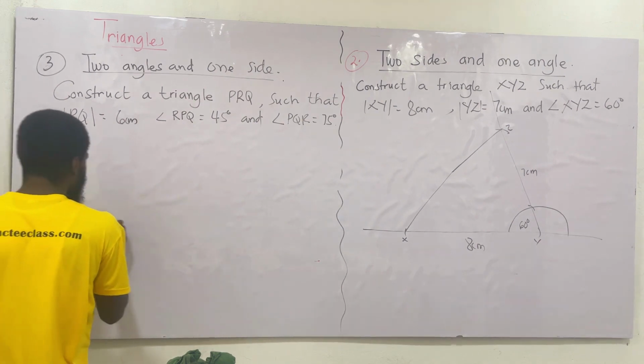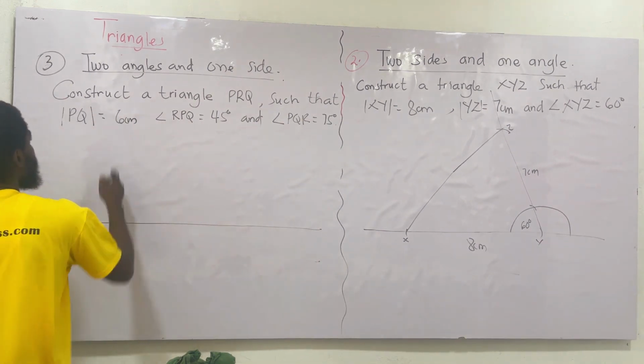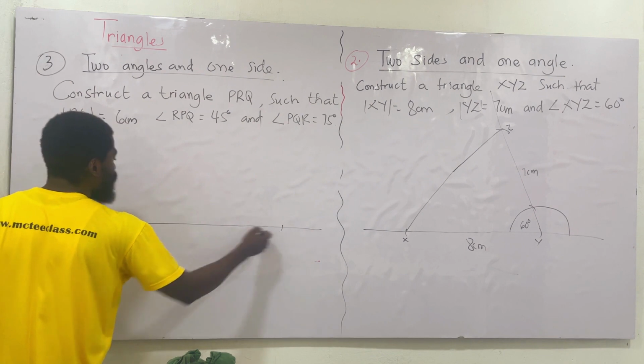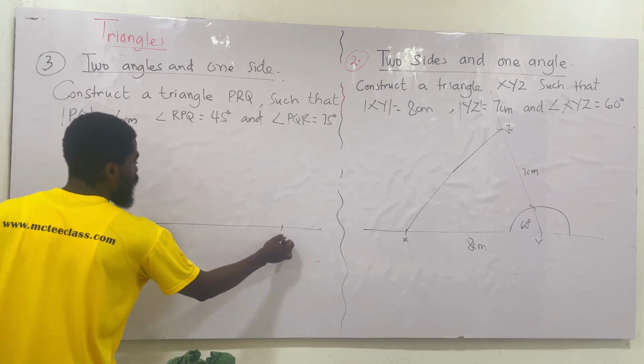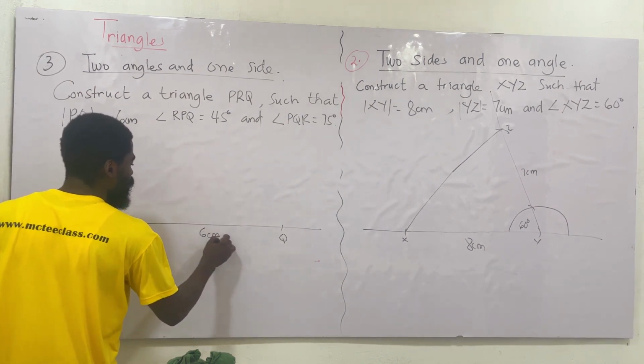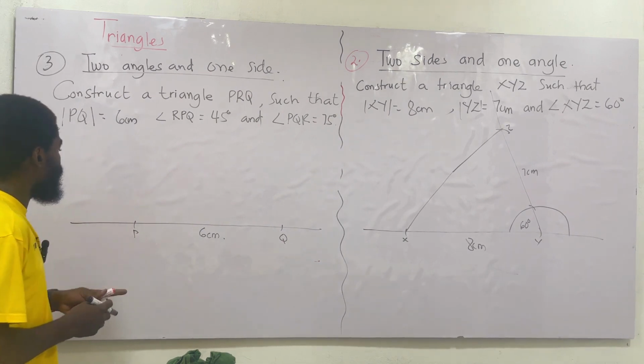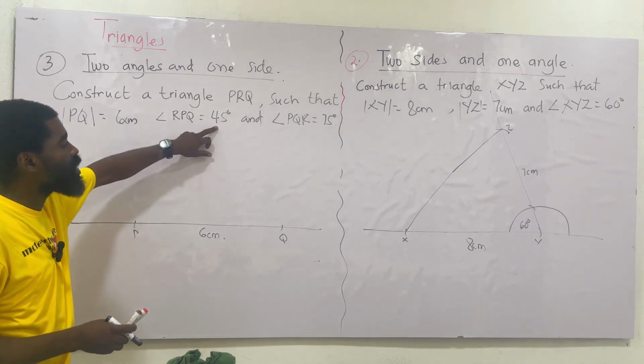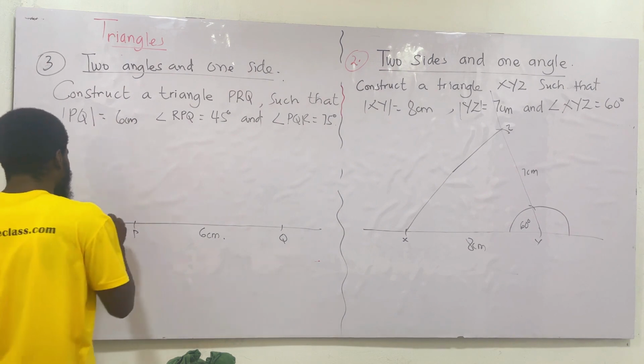So I'll draw my line, a long line, no measurement. They need 6 cm. After measuring 6 cm, this is P, that is Q, and that's 6 cm. Good. Now they say the angle at P should be 45 degrees. How do I do 45?